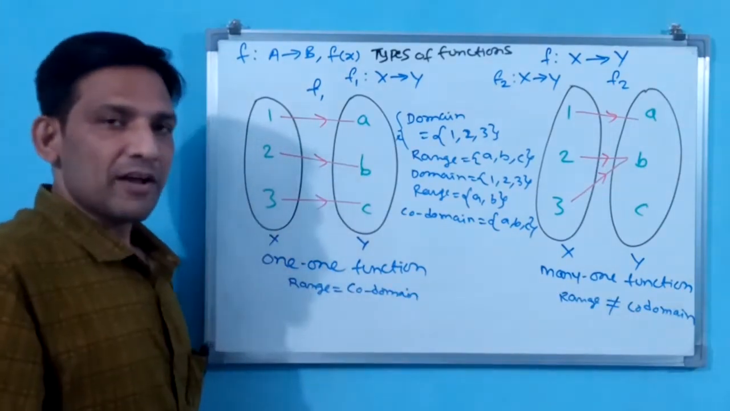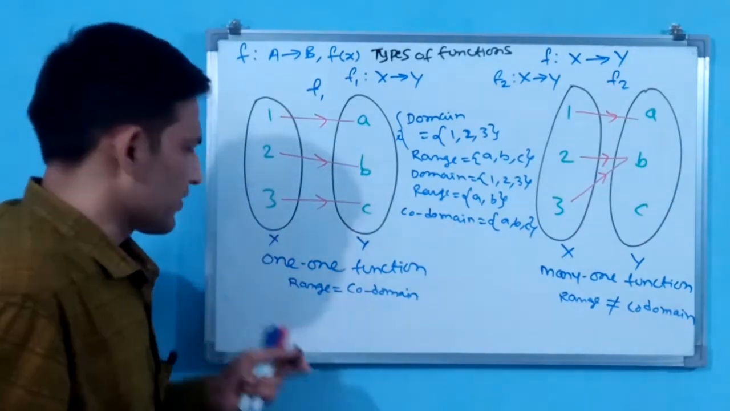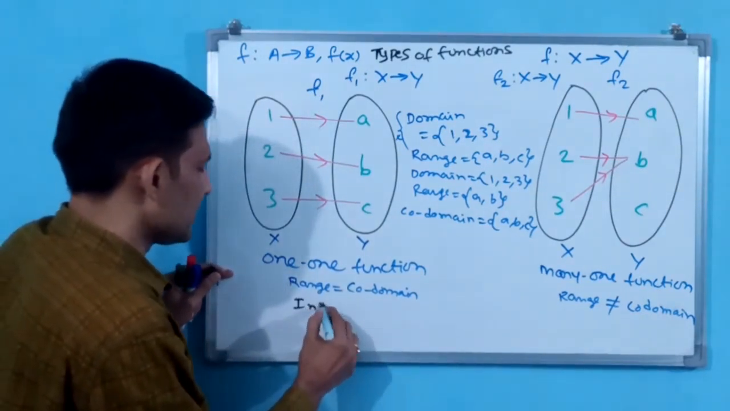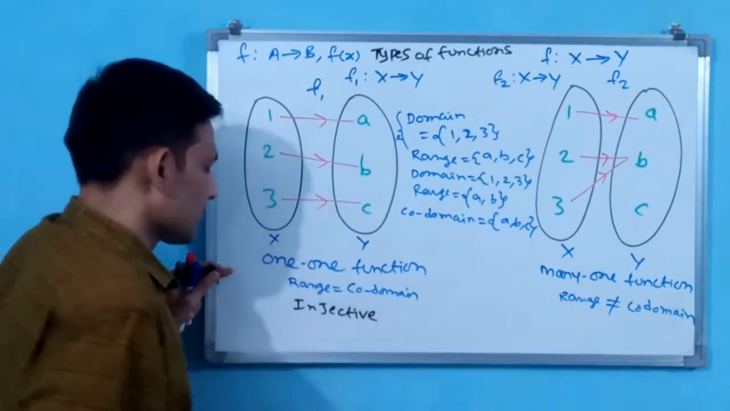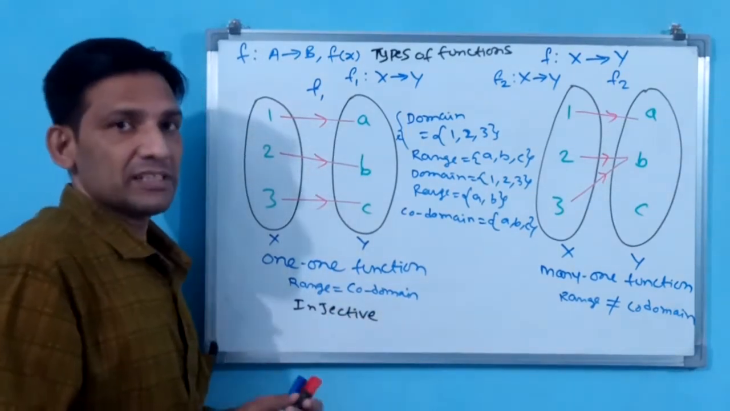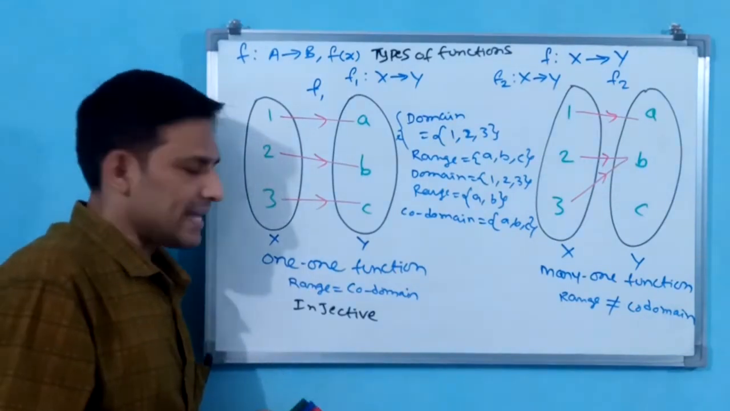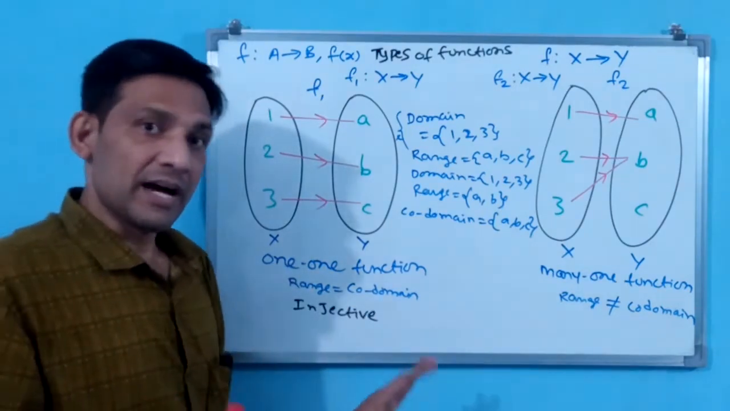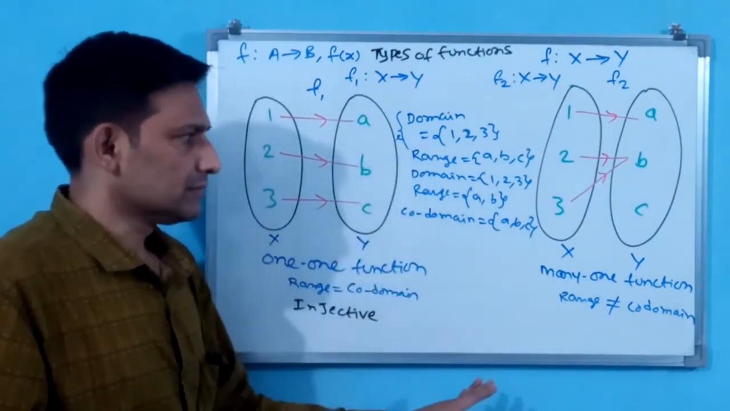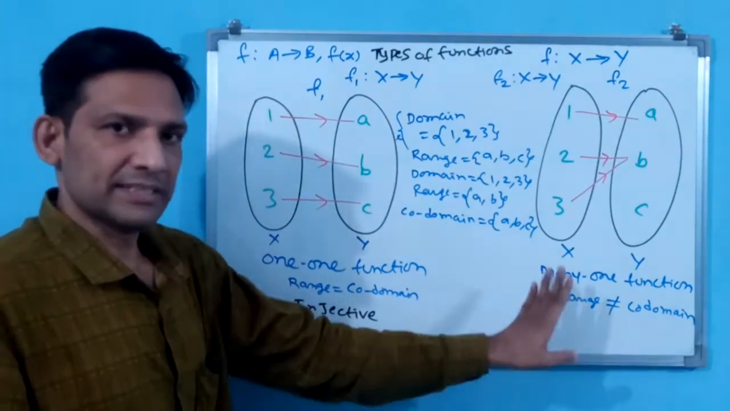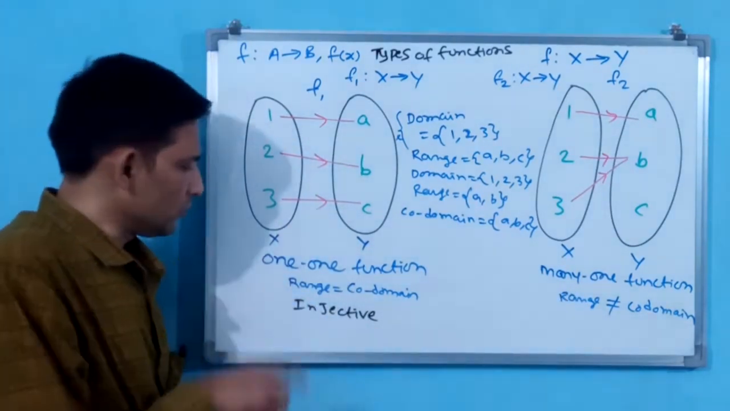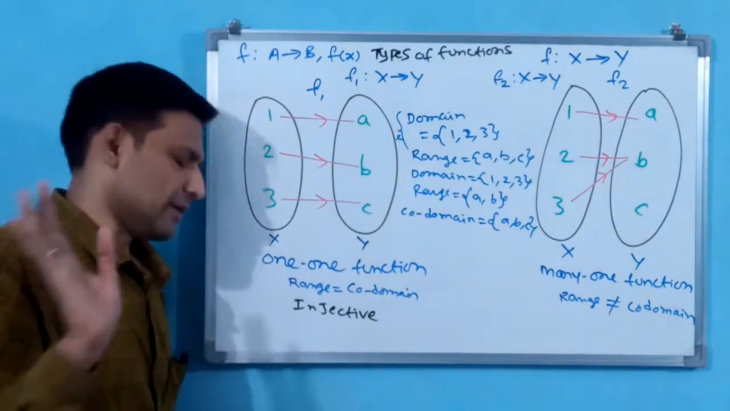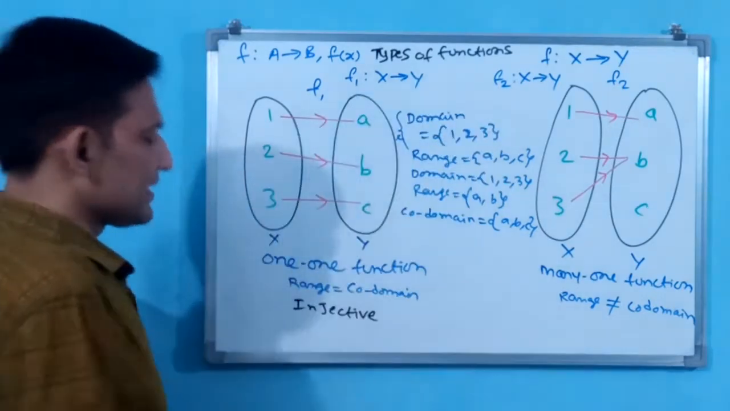For this, another name is there. One-one function is also going to be called an injective function. You understand? One-one function is also called an injective function. For many-one, no other designation is there. Many-one means many-one. Okay, many-one function, that's all. But for one-one, you can also call it an injective function. Injective function or one-one function, both are the same. Now you understand this one.